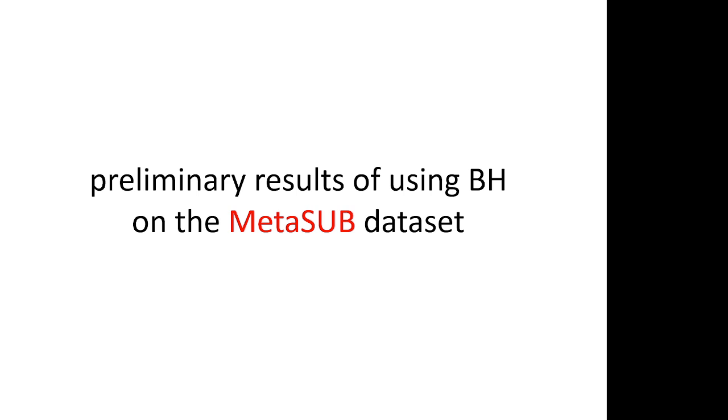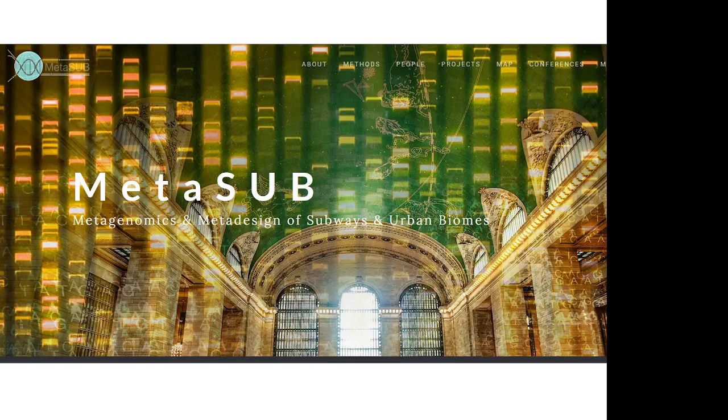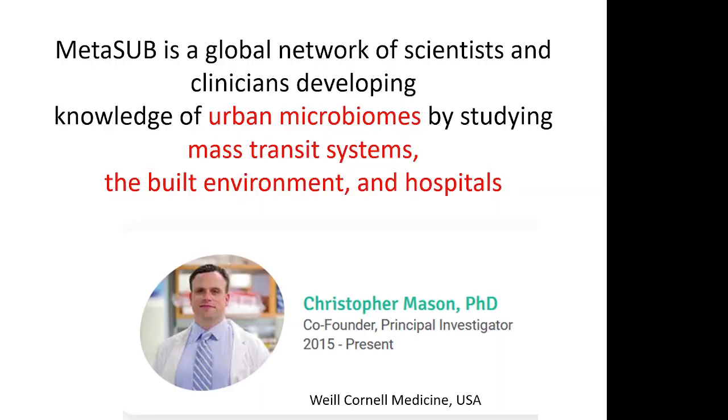Now I'm going to show you results of applying this tool to a large-scale genomic data set. The data set that I will use is the MetaSUB data set. So I'll spend a few minutes explaining to you what MetaSUB is. MetaSUB stands for Metagenomics and Metadesign of Subways and Urban Biomes. It's the brainchild of Chris Mason from Cornell University in New York. It's a global network of scientists and clinicians developing knowledge of urban microbiomes by studying mass transit systems, the built environment, and hospitals.